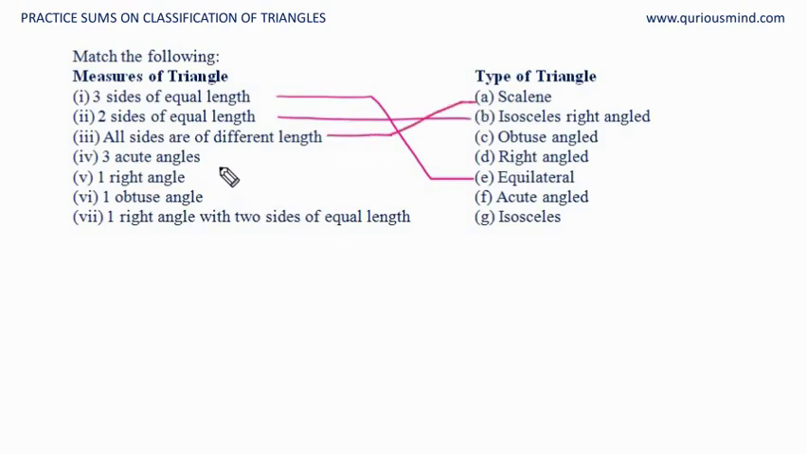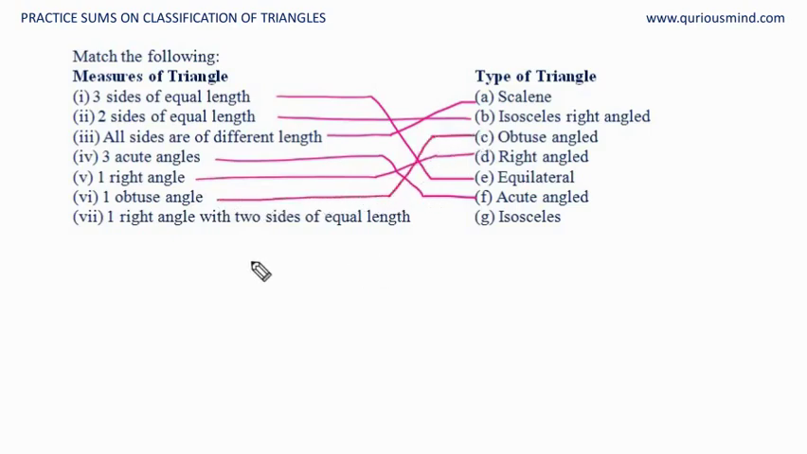Three acute angles, so that is an acute angle triangle. One right angle, so it is a right angle triangle. One obtuse angle, it's an obtuse angle triangle. And last one, right angle with two sides of equal length. So two sides are equal length. It is isosceles triangle.